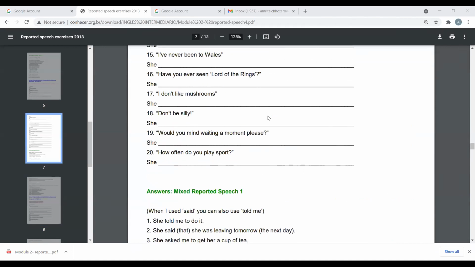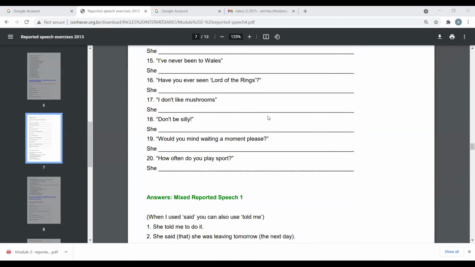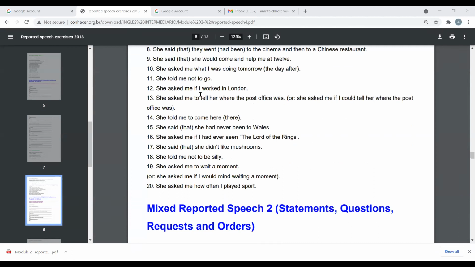Okay, number 11. We go to number 11. Don't go. Just a simple statement. She told me not to go. Can we change the tense while reporting? Yes, we should change the tense while reporting. Usually, until and unless it's a universal truth given, the tense will change to past tense. Otherwise, it will change to past tense. Okay, next.